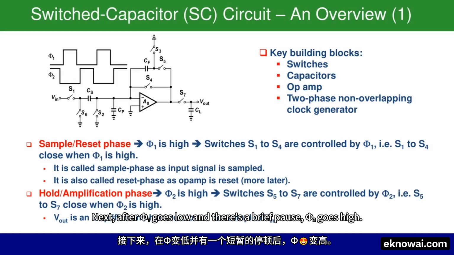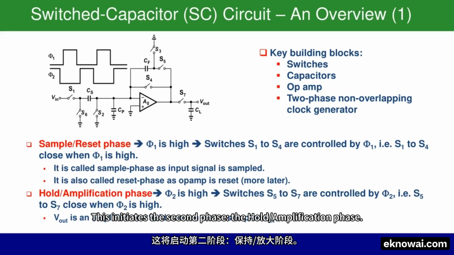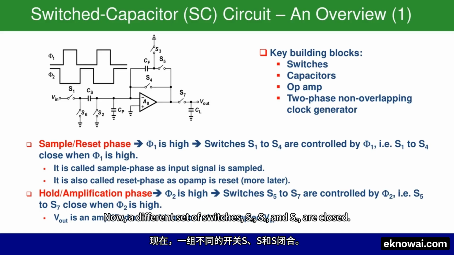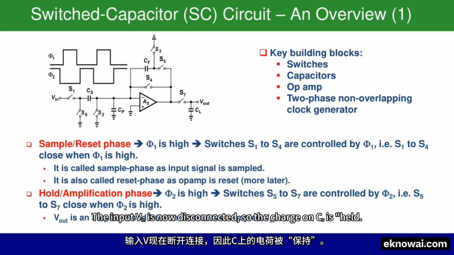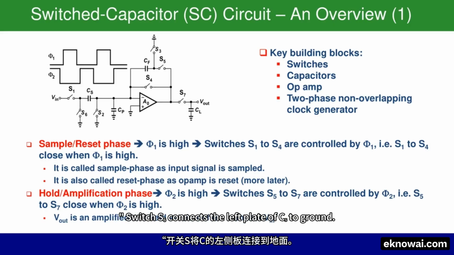Next, after phi1 goes low and there's a brief pause, phi2 goes high. This initiates the second phase, the hold/amplification phase. Now, a different set of switches, S5, S6, and S7, are closed. The input Vin is now disconnected, so the charge on Cs is held. Switch S6 connects the left plate of Cs to ground.